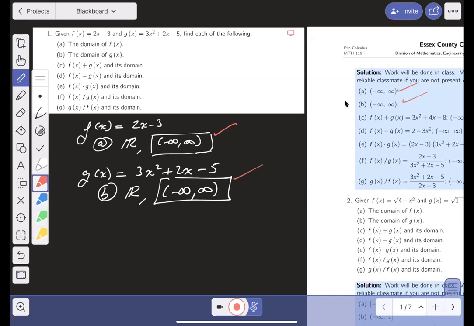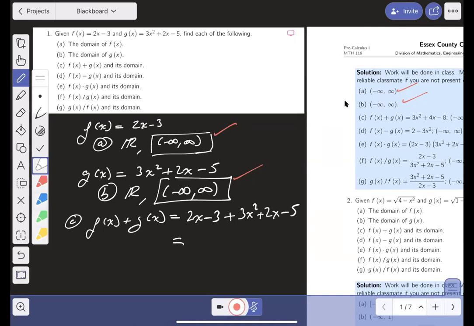All right, what's the next one going to be? What's f plus g? Well, that should be simple. The other question is, what's its domain? The domain of f plus g, let me write this down for you. This is going to be part C, f of x plus g of x. Be careful to write this down. f of x is 2x minus 3, plus, well, g of x is 3x squared plus 2x minus 5.